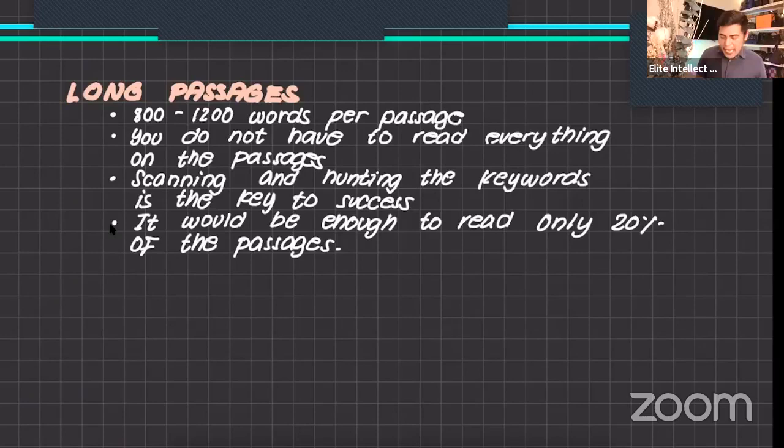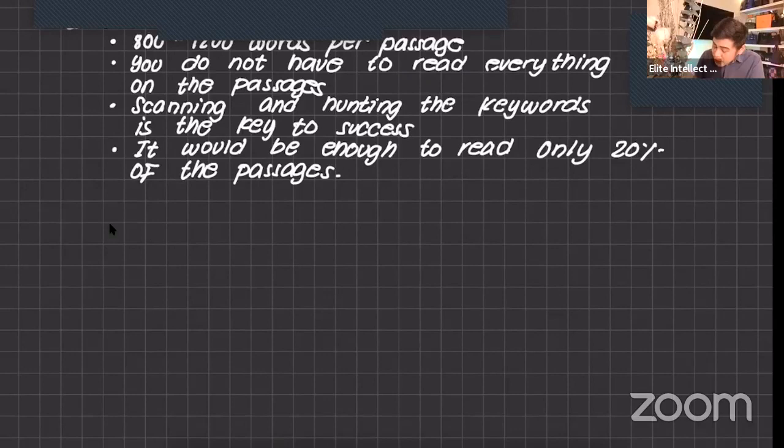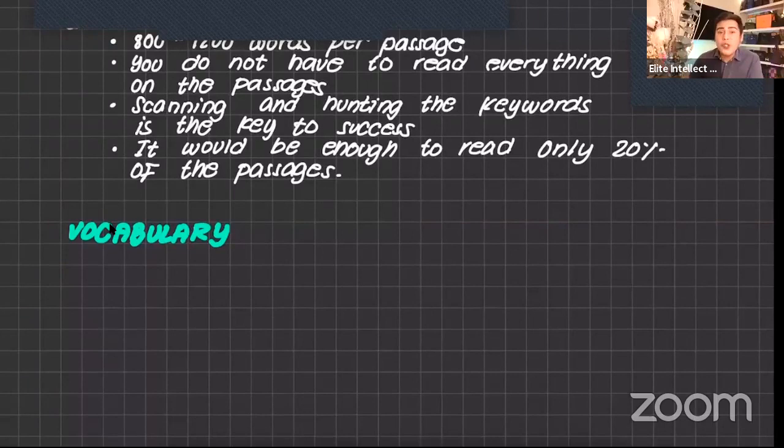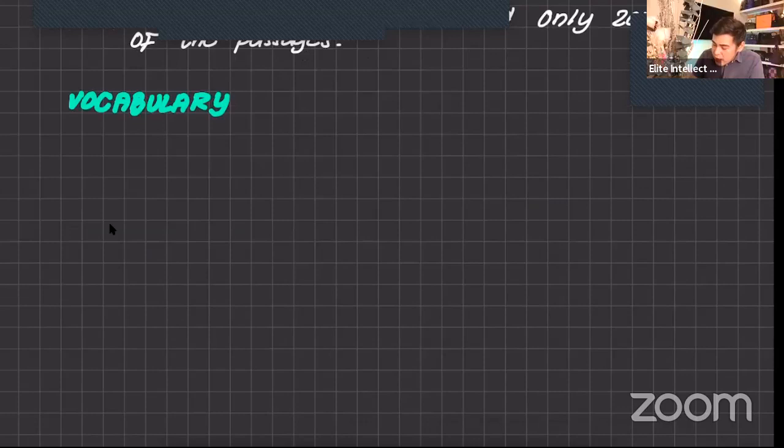Vocabulary is important on the reading too. Some students think that vocabulary is only used for speaking and writing. Unfortunately, not. It's not just applicable for speaking and writing. What I want you to remember is that vocabulary is applicable to the reading too. You need a wide range of vocabulary here.